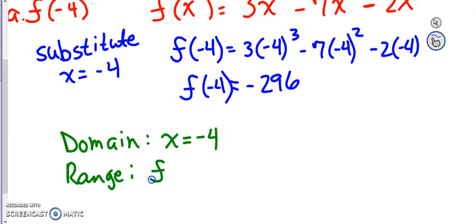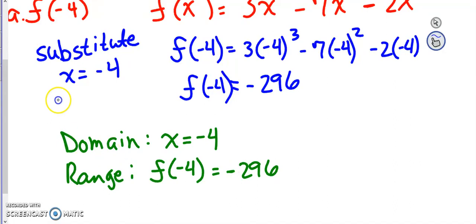And then your range will be f of negative 4, which is your y value here for this problem, equals negative 296. And remember again, f of x, or f of that number, is your y value. And then the value over here is what y equals. So that is your range. So domain will be x equals whatever you put into the problem. And then your range will be f of whatever number it is that you put into the problem equals the answer.